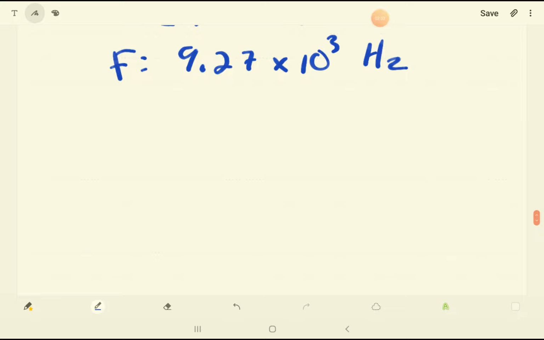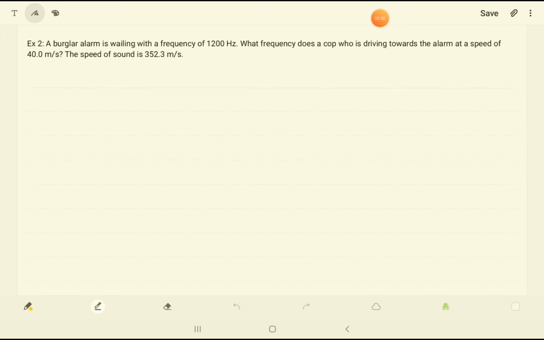All right, let's look at our second example here. Okay, so the second example reads, a burglar alarm is wailing with a frequency of 1200 hertz. So remember, that's not what's heard, that's just the natural frequency. So our F of the source is going to be 1200 hertz. And what I do is I like to write these ones right away because I find that these problems require a little bit of reading comprehension. And sometimes it's a little bit hard to decide between what's the apparent frequency and what's the true frequency. So as soon as I get a good idea, I tend to write it right away.